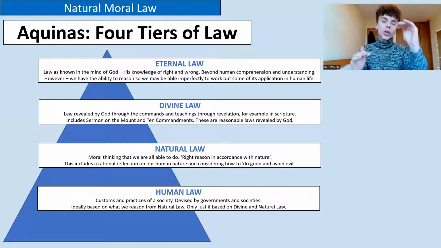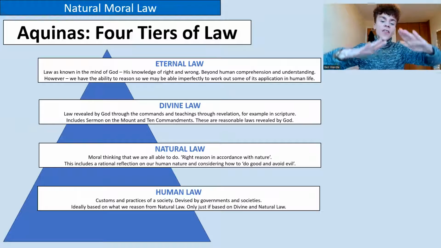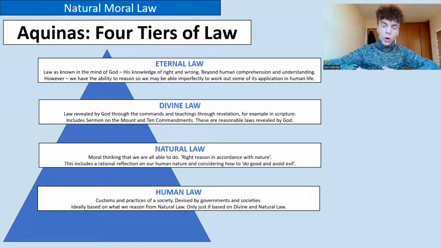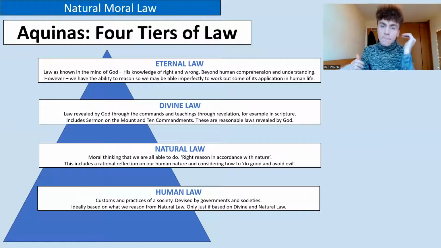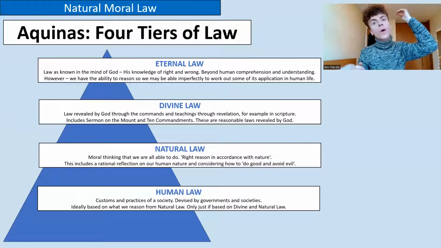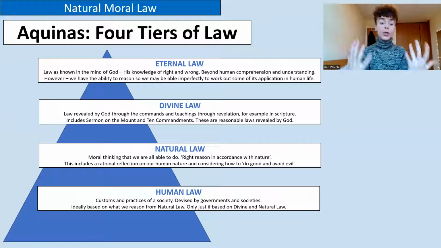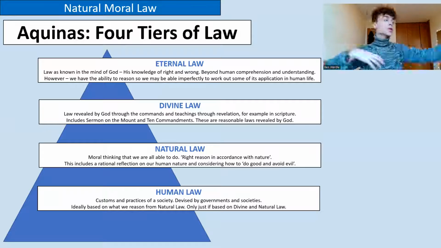But ultimately, you can see from this hierarchy that in order for a human law to be legitimate, to be something that you follow, it must be derived ultimately from the eternal law, because you are not meant to be creating laws that suit you.